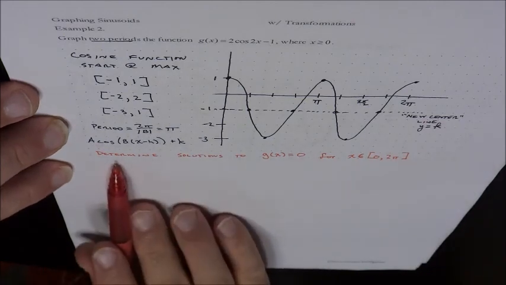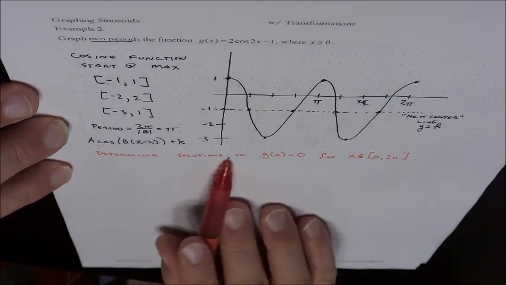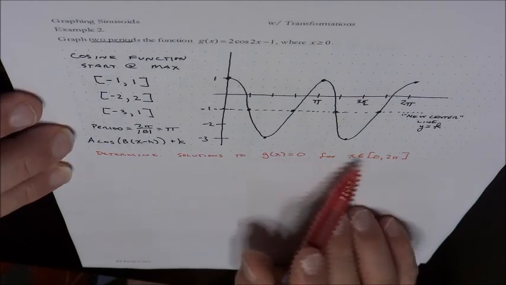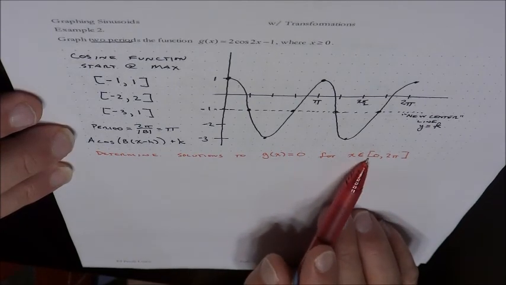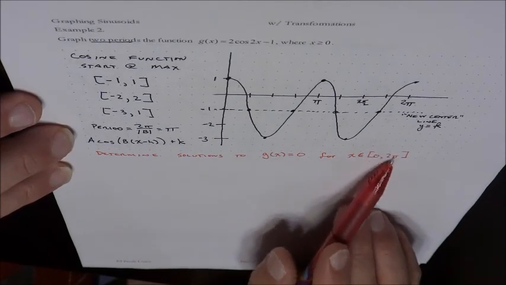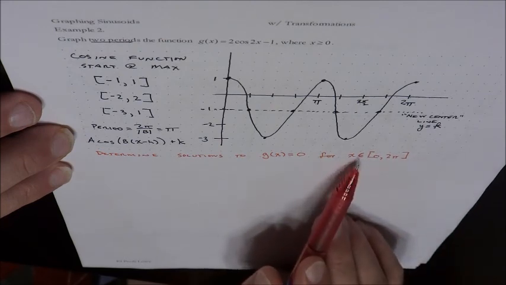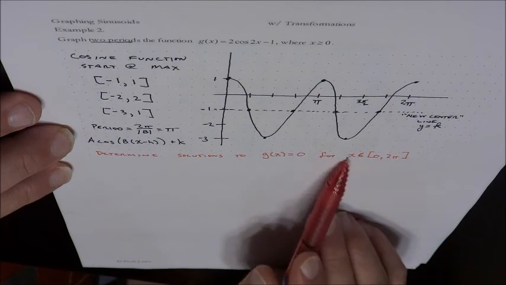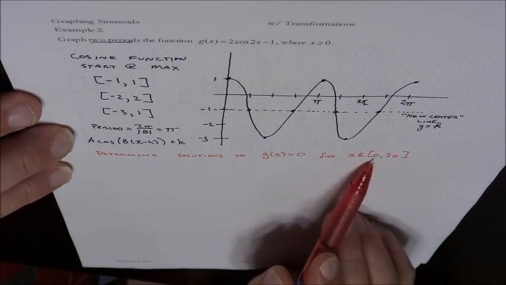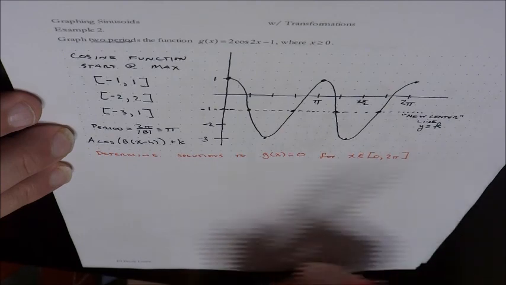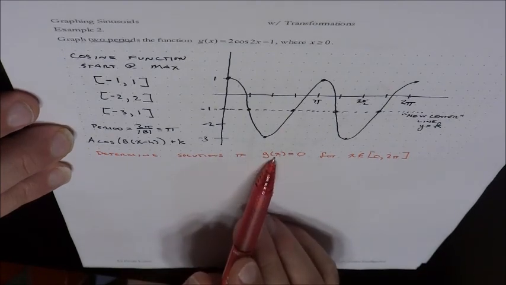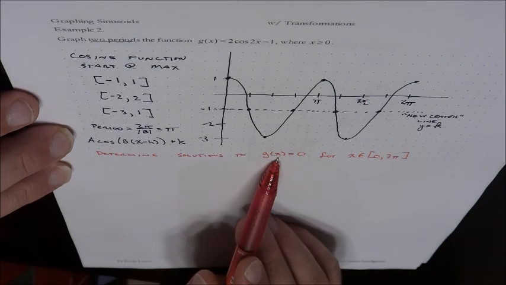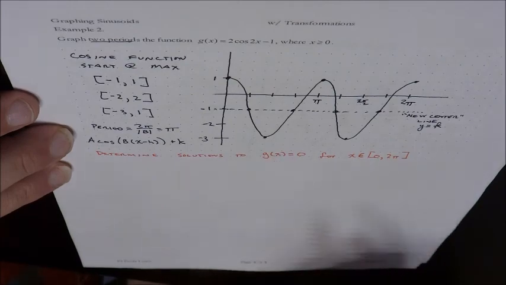But now, let's consider, what if we have to determine the solutions to g of x equals 0, where x is in the closed interval from 0 to 2 pi, right? This symbol, epsilon, just means included in. So x is going to be a value that's in the interval from 0 to 2 pi inclusive. Another way we could say this is determine the x-intercepts for g of x.